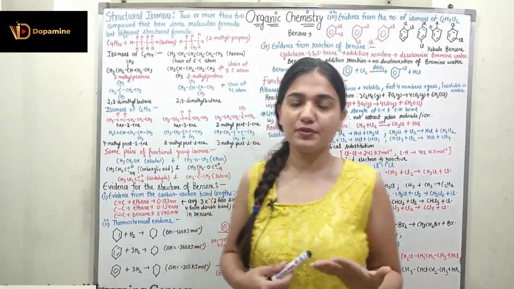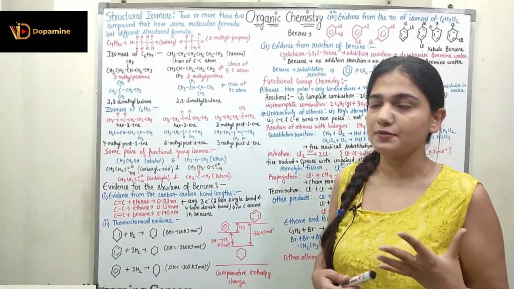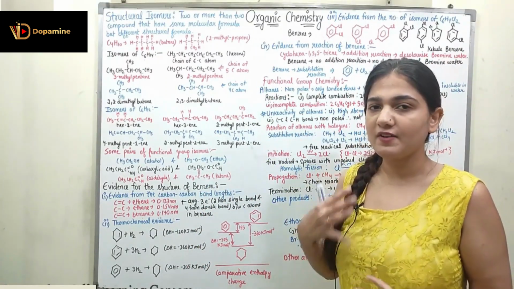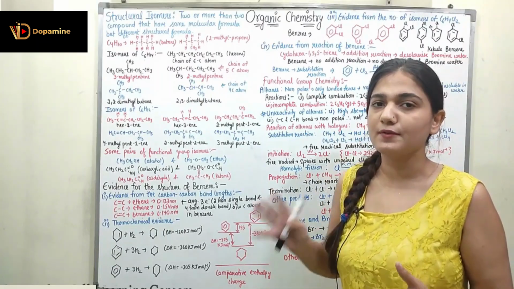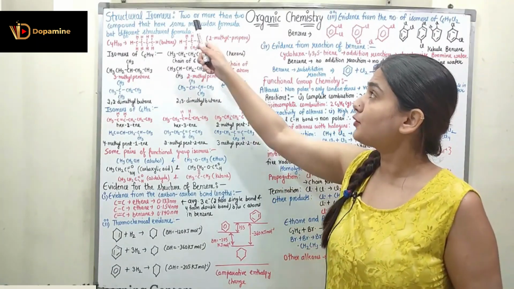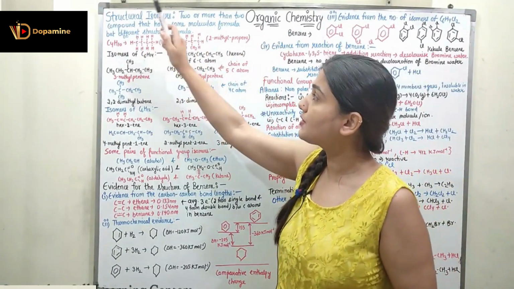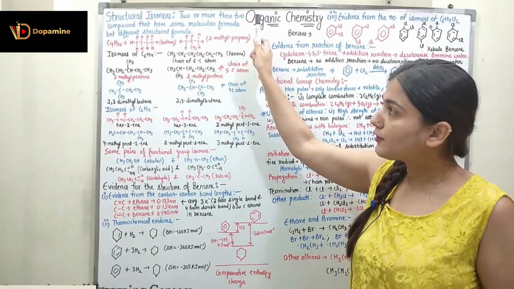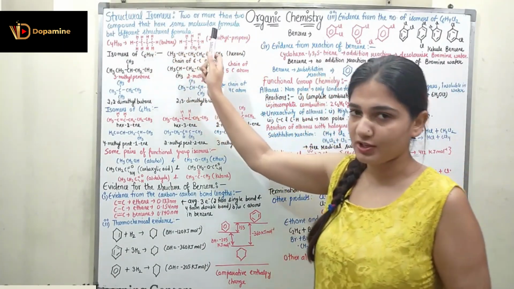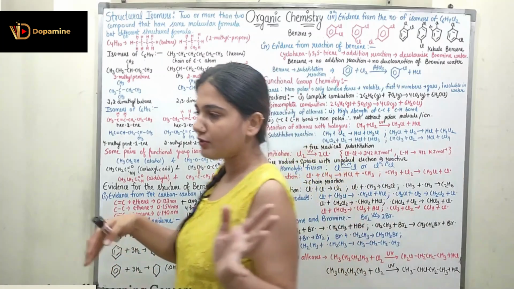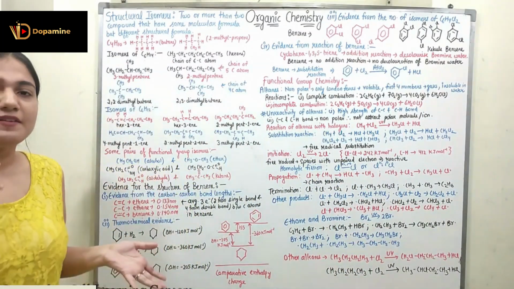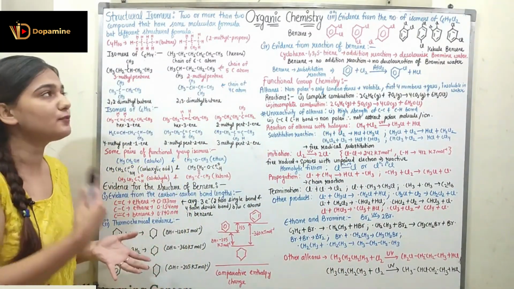So today we are going to start our discussion with the isomers. The simplest type of isomers are the structural isomers. What are the structural isomers? Two or more than two compounds that have the same molecular formula but different structural formula. So if I see the molecular formula, it would be the same. If I see the structure, it would be different.